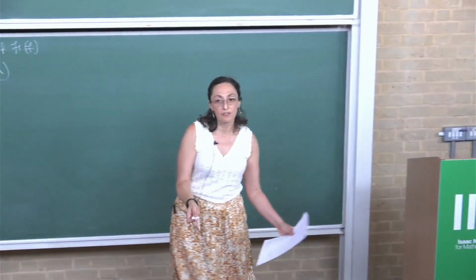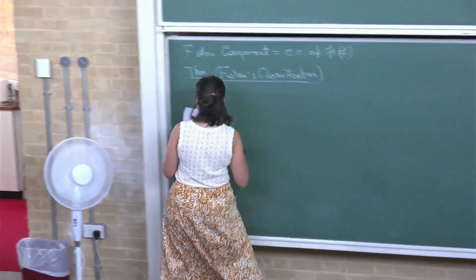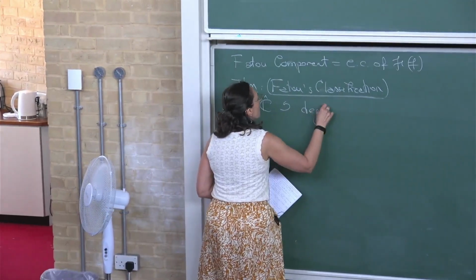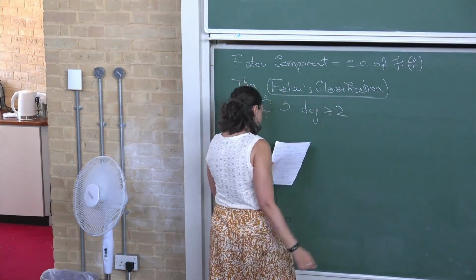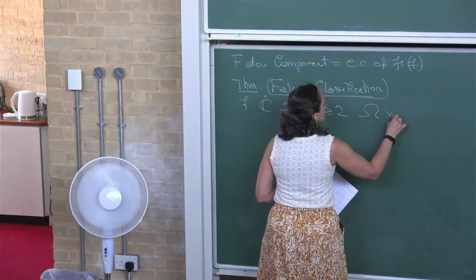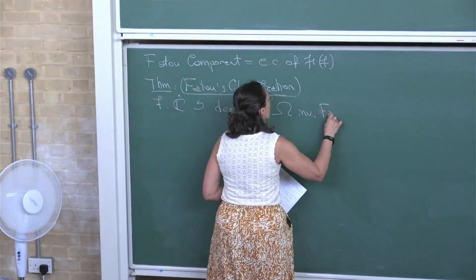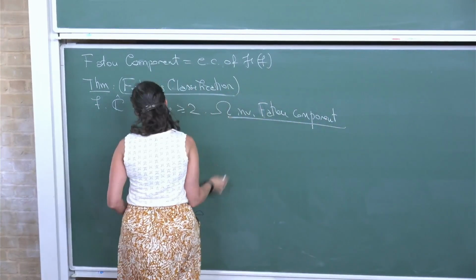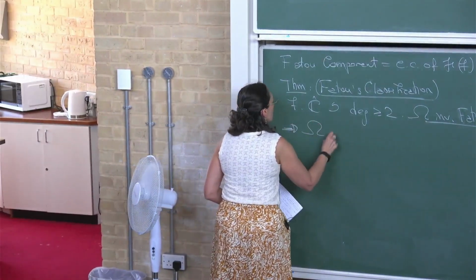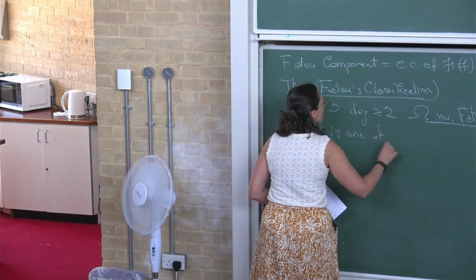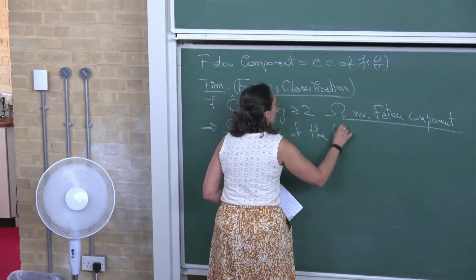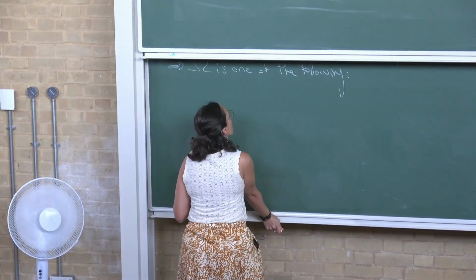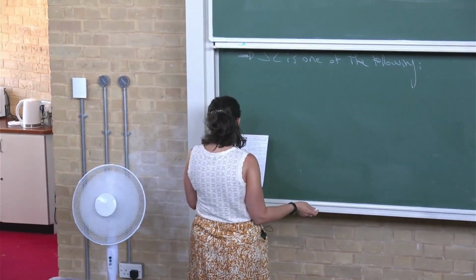So Fatou proved some of it, and then it was completed. You take f rational of degree at least 2. You take omega, an invariant Fatou component. Then omega is one of the following. Sorry, I'm short. I will try to do my best.